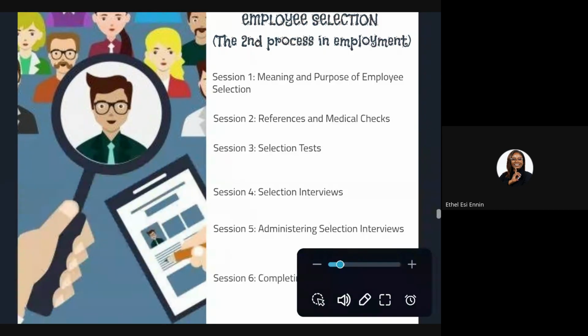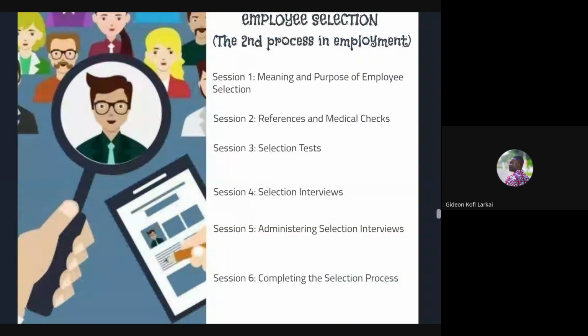Okay, all right. So can we have someone read for us? Yes, Gideon. Is it a question or you want to read? I want to read, madam. All right, then take us through it. Okay, so please, I'll jump straight to 4.1, that is the selection interview. Yes, please. All right.